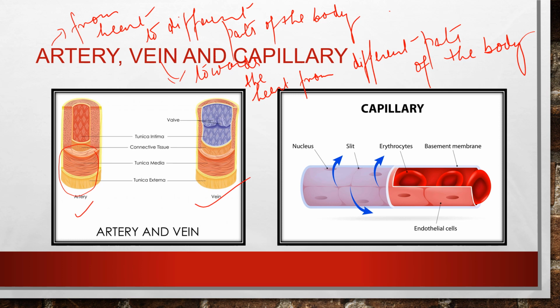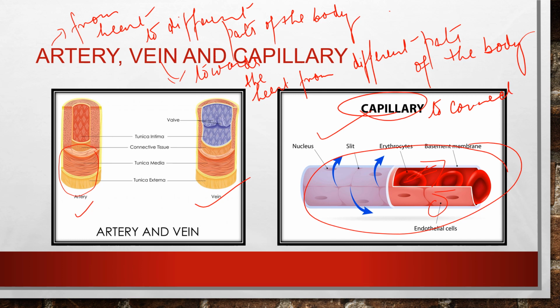Now, what are the capillaries doing? This is the structure of the capillary. It has a basement membrane and endothelial cells. These are the erythrocytes, or red blood cells, which are passing through the capillary. Capillaries are also fine blood vessels which connect the arteries and the veins. So the function of the capillary is to connect the artery and the vein. Is it clear? Now let us move on to the next one.